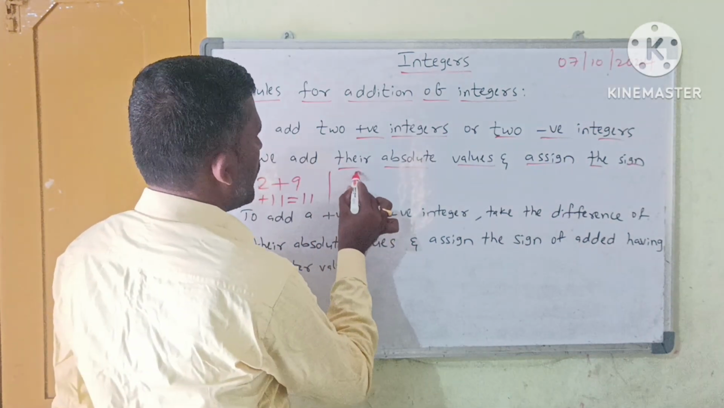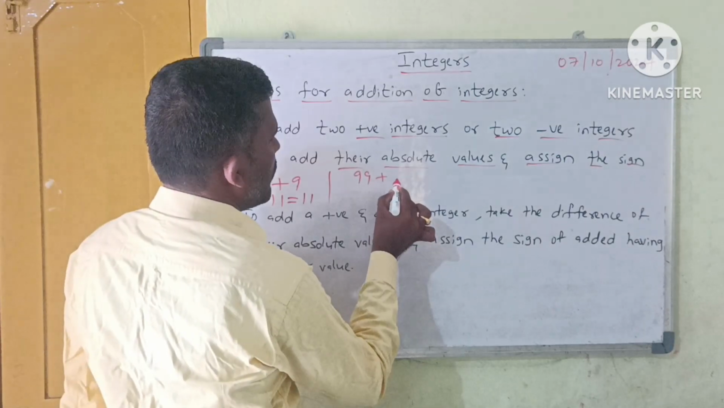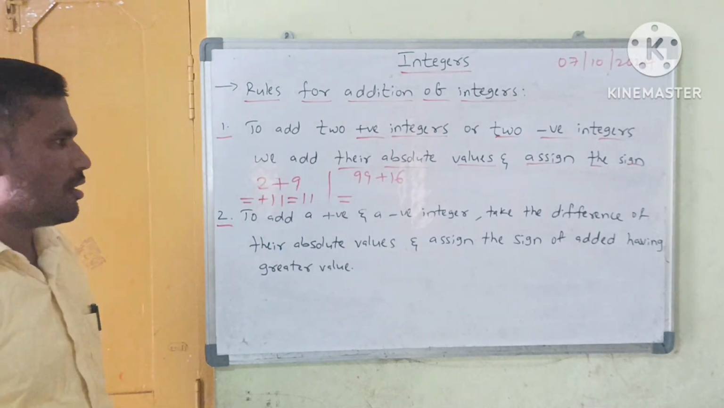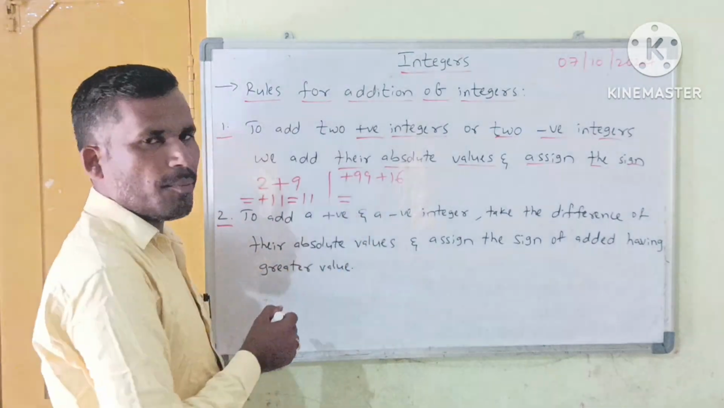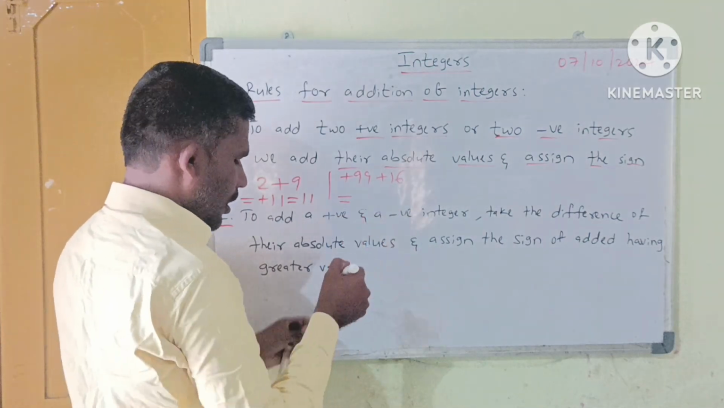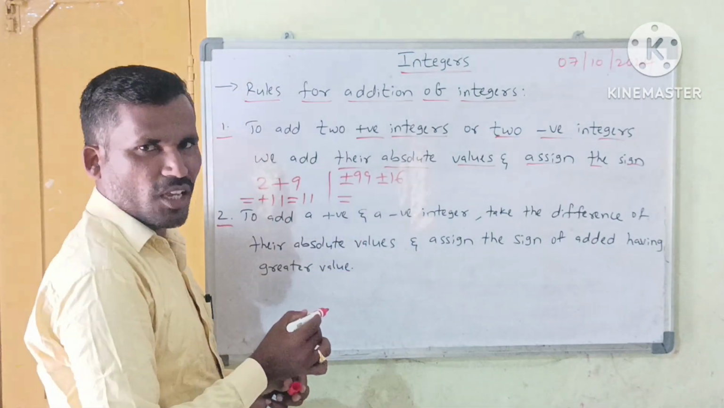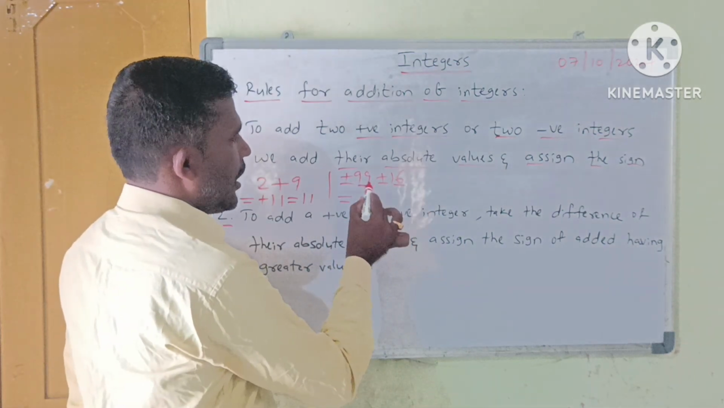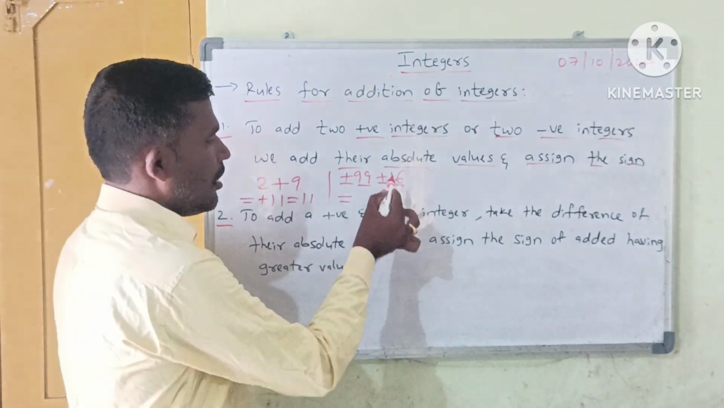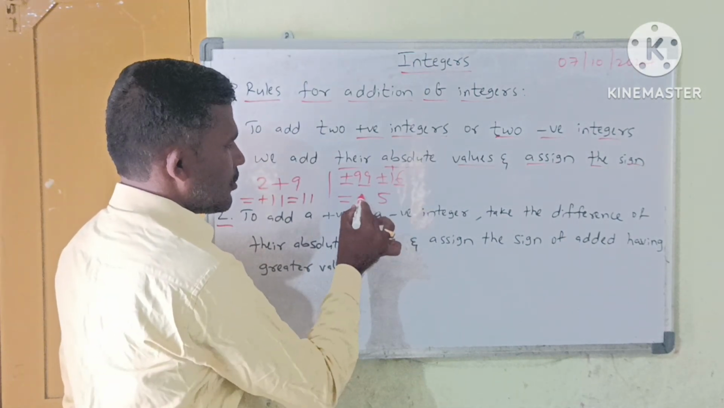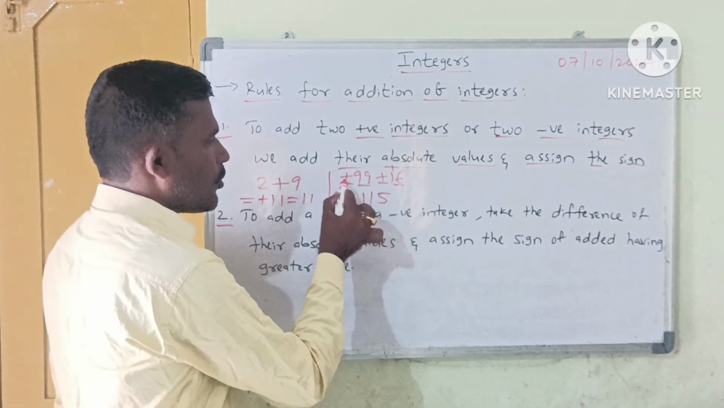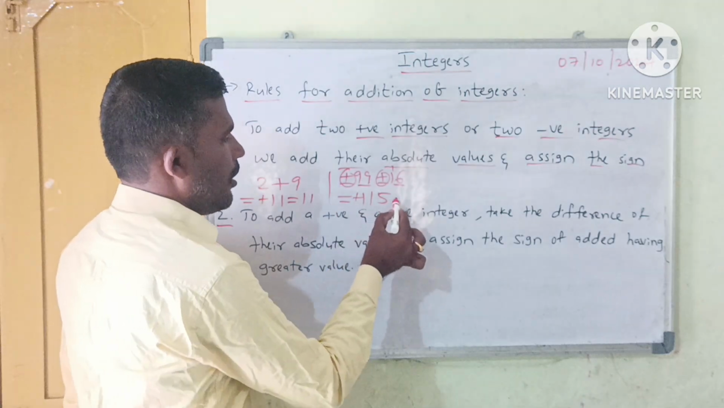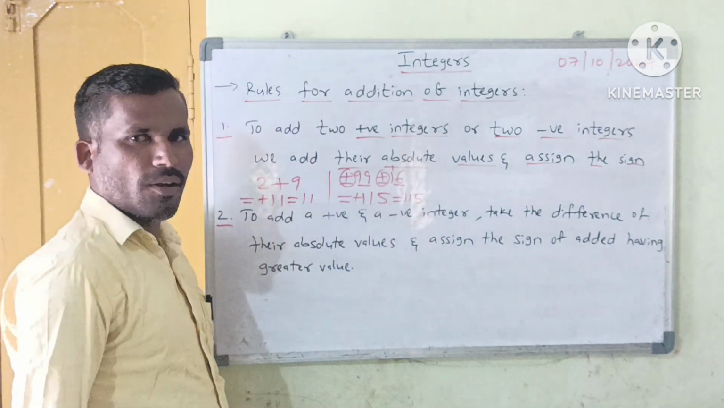For example, I am taking 99 plus 16. Here observe both have the same sign. If both have the same sign, you just have to add. So 99 plus 16: 9 plus 6 is 15, then 1, 9, 10, 11. So 115. For the 115, you take positive only because both are positive. Plus 115 can be written as just 115.